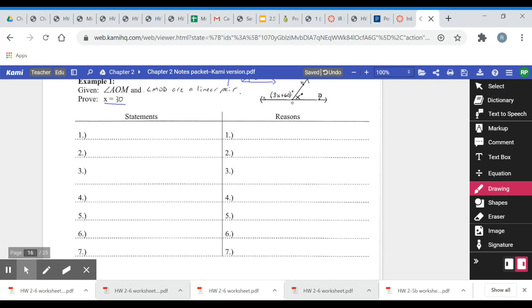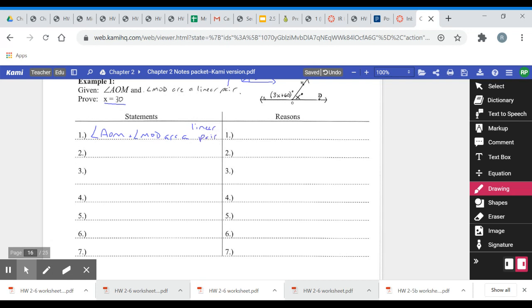Okay, so like we talked about on day one, we need to write the given information in as the first statement. So angle AOM, put the and symbol, and angle MOD are collinear. Oh, I didn't mean to say collinear. I meant to say a linear pair. So let me get that fixed. I'm running out of room, so I'm going to go up here, linear pair.